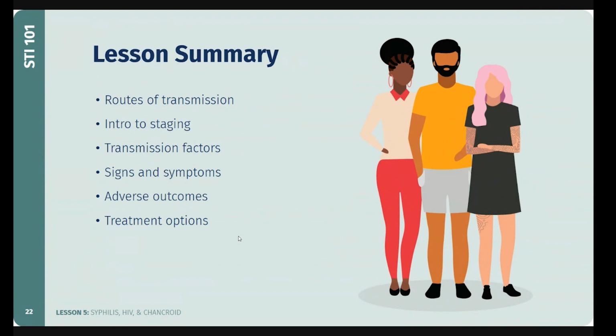In this lesson, we discussed the routes of transmission for syphilis and HIV, factors that may make transmission easier, and possible adverse outcomes. We also discussed how signs and symptoms aid in the staging of diseases and how they are related to the ease of transmissibility. Lastly, we discussed treatment options for syphilis, HIV, and chancroid. Syphilis and chancroid are curable, but HIV is not. However, HIV can be manageable and prevented with ART.